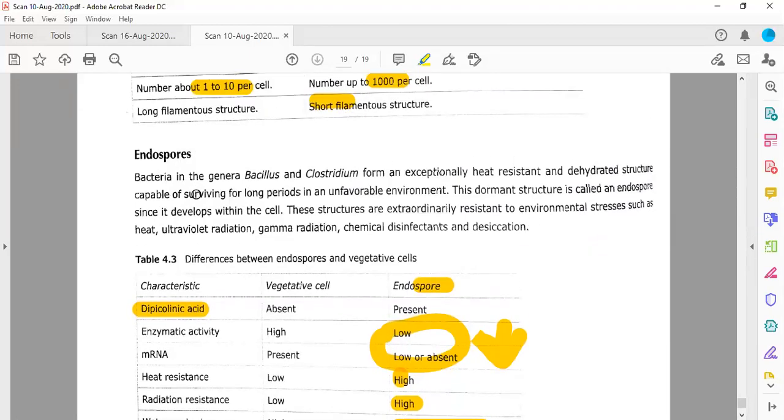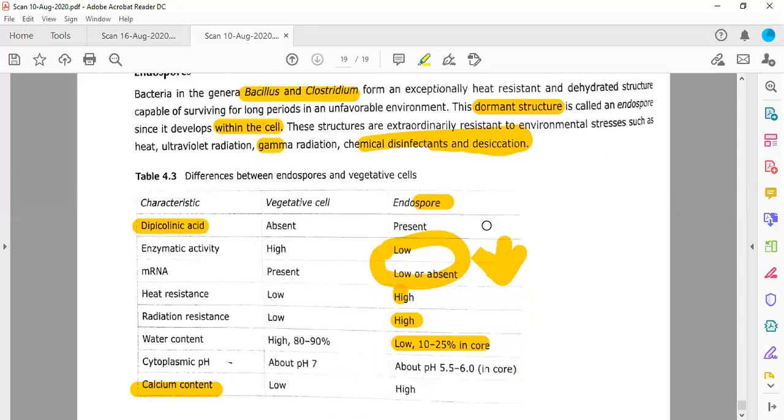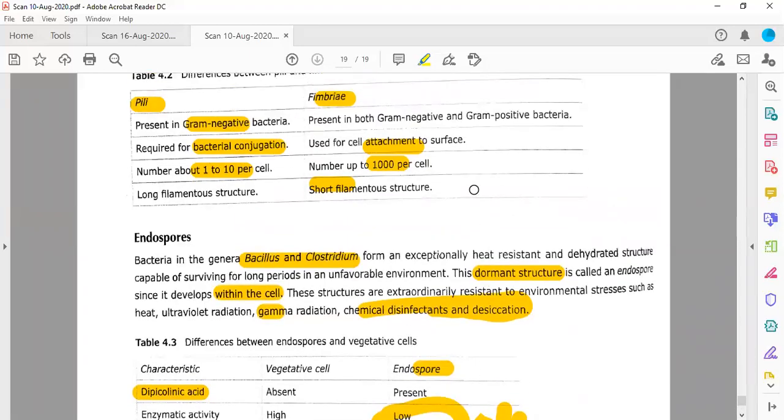Now the question is, which species of bacteria make endospores? Mainly Bacillus and Clostridium. These two genera are most prominently found to make endospores. They are exceptionally heat resistant, dehydrated structures which are capable of surviving for long periods of time in unfavorable environmental conditions. These are very dormant structures, called endospores since they develop within the cell. They are highly resistant to environmental stresses, for example, heat, UV radiation, gamma radiation, chemical disinfectants, and even desiccation, because they already have less water content. So that's all which is given in your book.